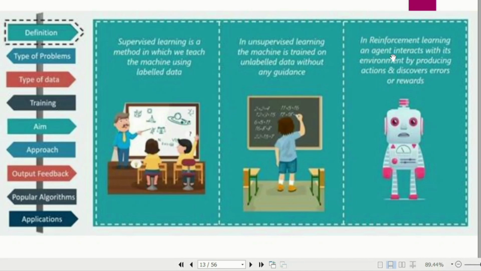Number three is reinforcement learning. In reinforcement learning, an agent interacts with its environment, producing actions and discovering errors or rewards. Basically it means to establish or encourage a pattern or behavior. Let's take an example: you are dropped, isolated, on an island without knowing your destination and what to do. Initially you panic, unsure what to do, where to go, what to eat, how to get food, and how to live.